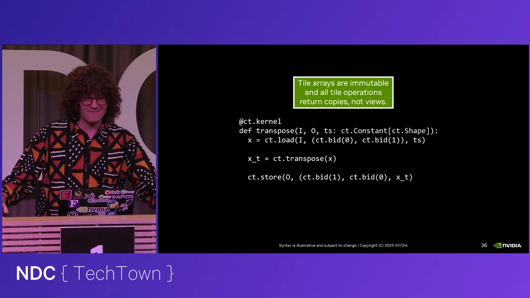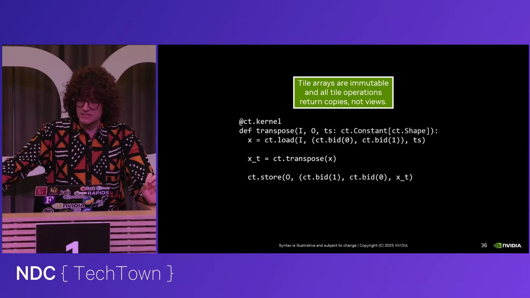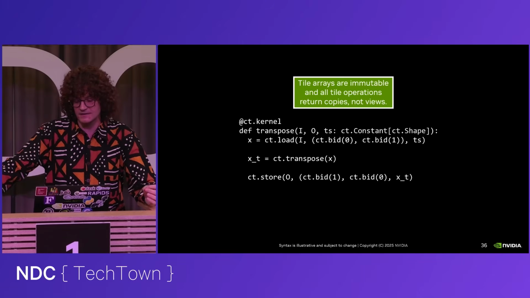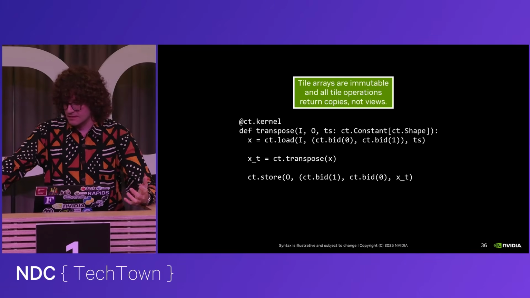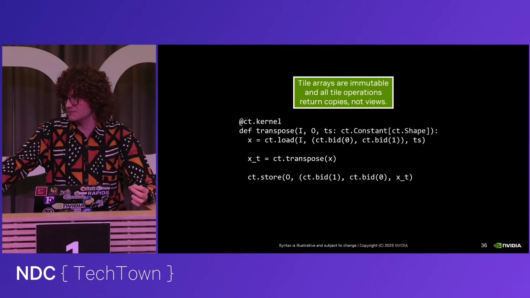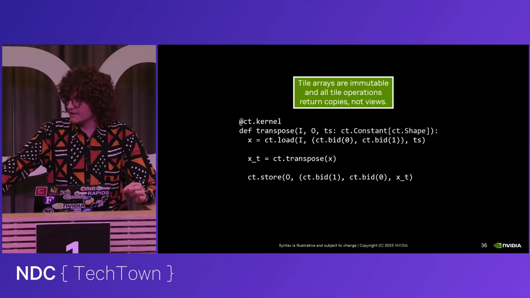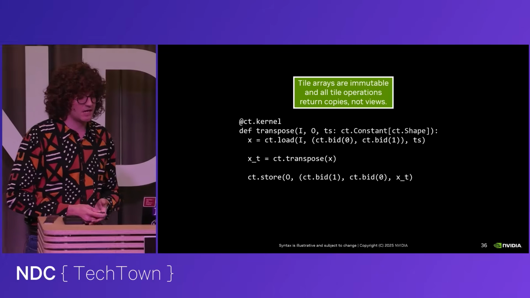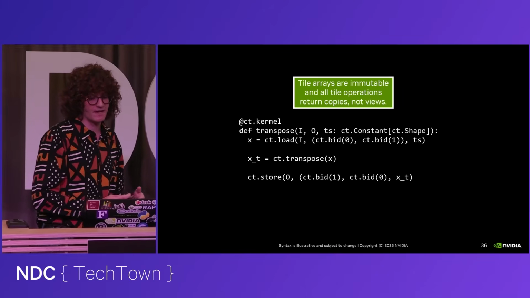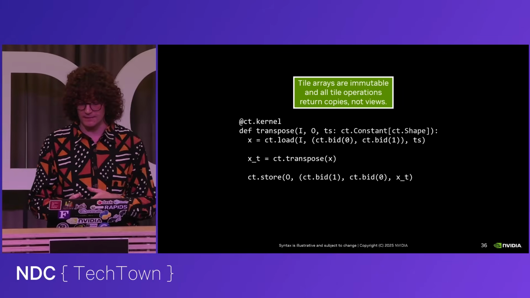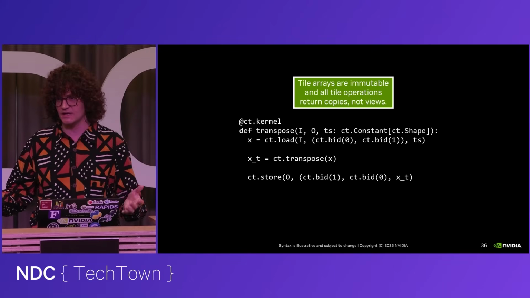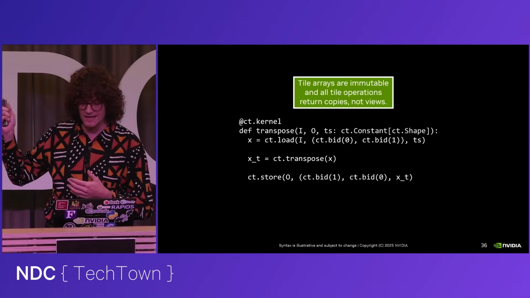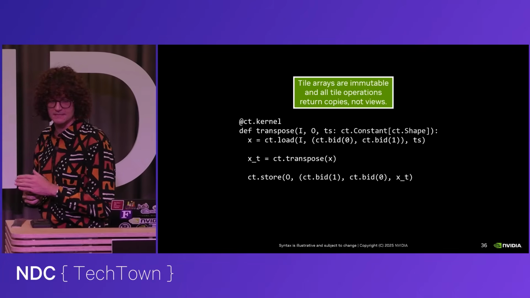Now, tile arrays have value semantics, which simplifies compiler analysis by eliminating problems such as aliasing. And in fact, since they're immutable, they have single static assignment semantics. All tile operations return copies, not views. Now, some NumPy array operations, such as indexing, reshaping, transposing, would typically return you back views, not copies, when possible, to avoid creating unnecessary copies and allocations. But the tile equivalents will always return copies, not views.